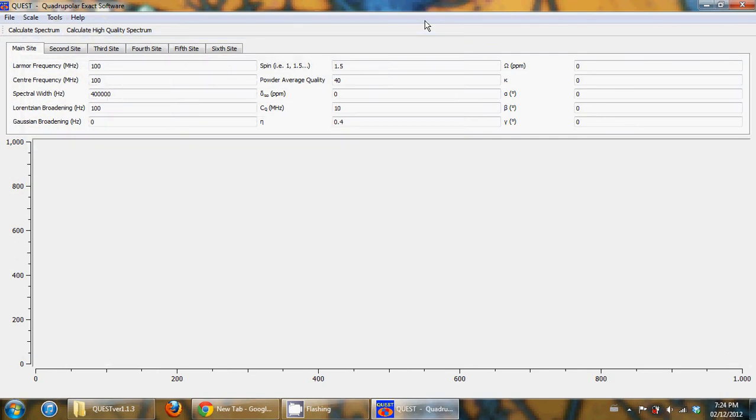Additionally, I've made a major speed boost in Quest. The way that the pattern averaging is done in Quest is that you separate space into a bunch of different triangles, and you do a linear interpolation, and you have to step through all the different data points in your spectrum and calculate, okay, what's the intensity that you should have at this part of the spectrum.